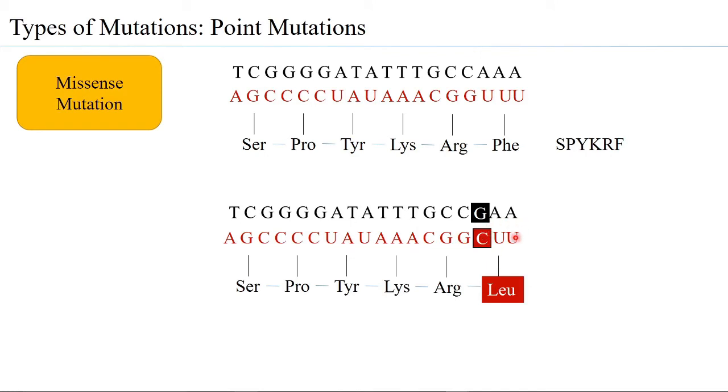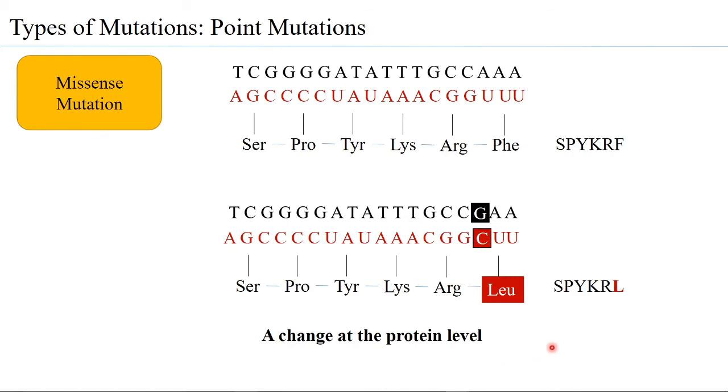But this CUU is no longer coding for phenylalanine, instead it codes for leucine. So if it codes for leucine, what is going to happen? The sequence of amino acids in the protein is going to be altered. Now, because of that change in one amino acid, you may have the entire function of the protein, or at least part of the function of the protein, getting altered. So when you have a change at the protein level in such a way that its functionality is affected, then you have what is called a missense mutation.